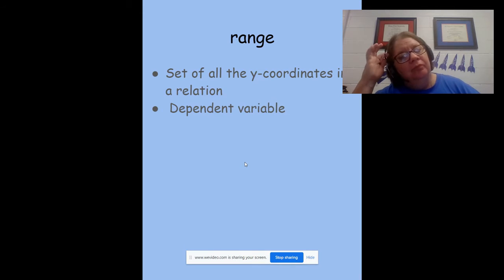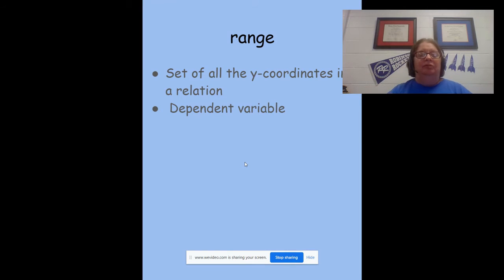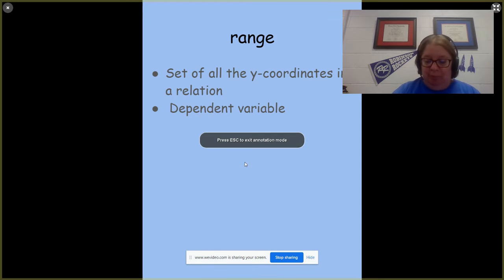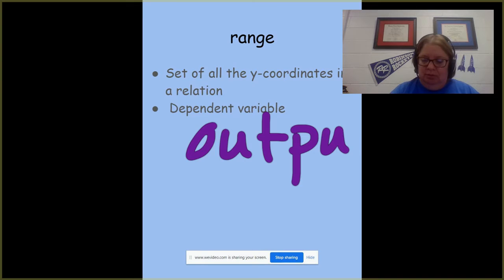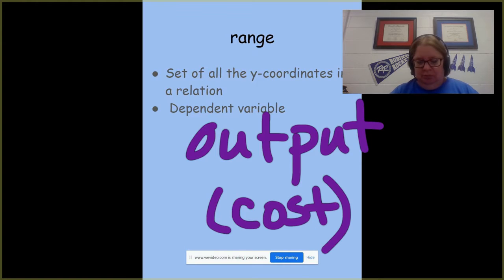The range. The range is the y coordinates in a relation. It's the dependent variable. We've talked about another word for range is the output. Okay, in our frozen yogurt video, the output was the cost. It's the dependent variable, it's the y values.